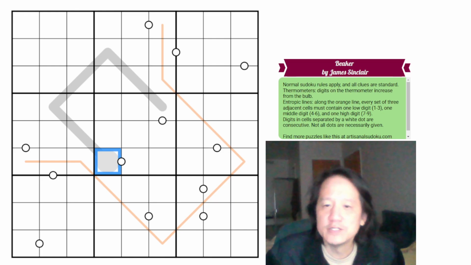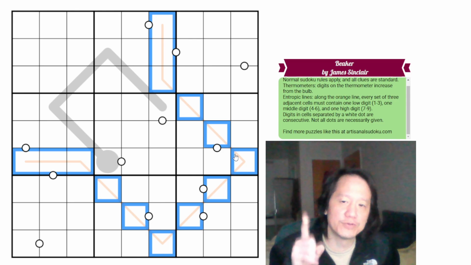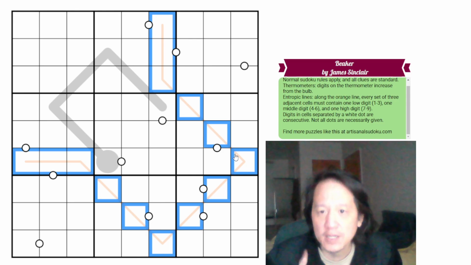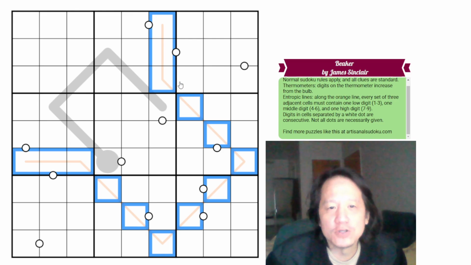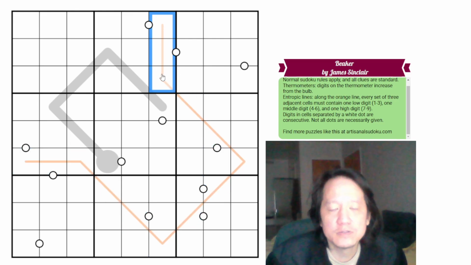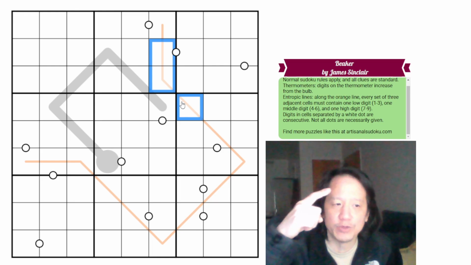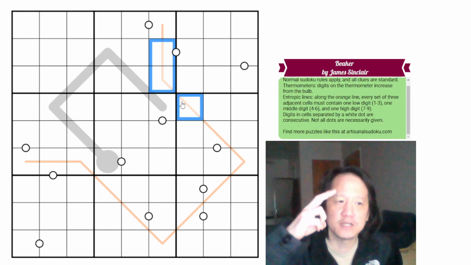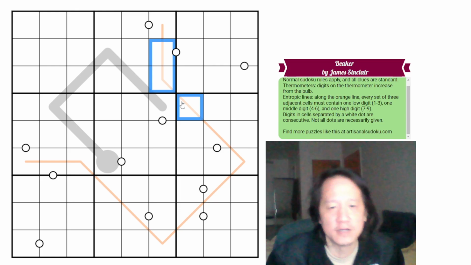Entropic lines. Digits along the orange line, every set of 3 adjacent cells must contain one low digit, 1 through 3, one middle digit, 4 through 6, and one high digit, 7 through 9. So for every 3 cells along an orange line, you have to have one that's a low digit, 1 through 3, one that's a middle digit, which is 4 through 6, and one that's a high digit, which is 7 through 9. And that always occurs along the orange line.